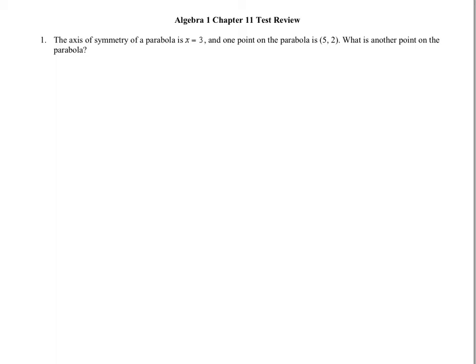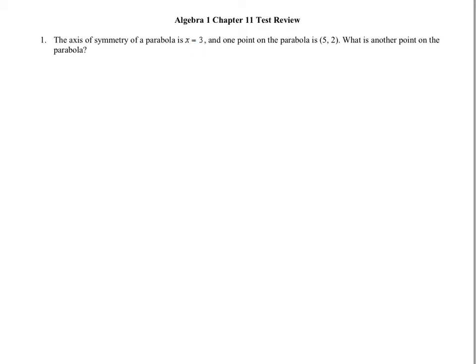Alright, let's get going. The axis of symmetry of a parabola is x equals 3, and one point on the parabola is 5, 2. What is another point on the parabola? Remember what it means to be the axis of symmetry. It means you are in the exact middle of the graph. So if I have one point on the parabola at 5, 2, then I can figure out by how far this x value is from 3, another point that would be on the other side of it.